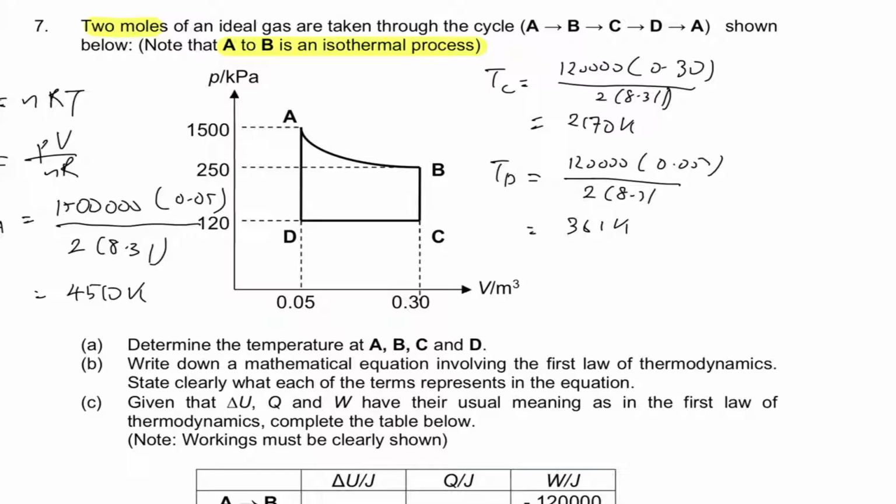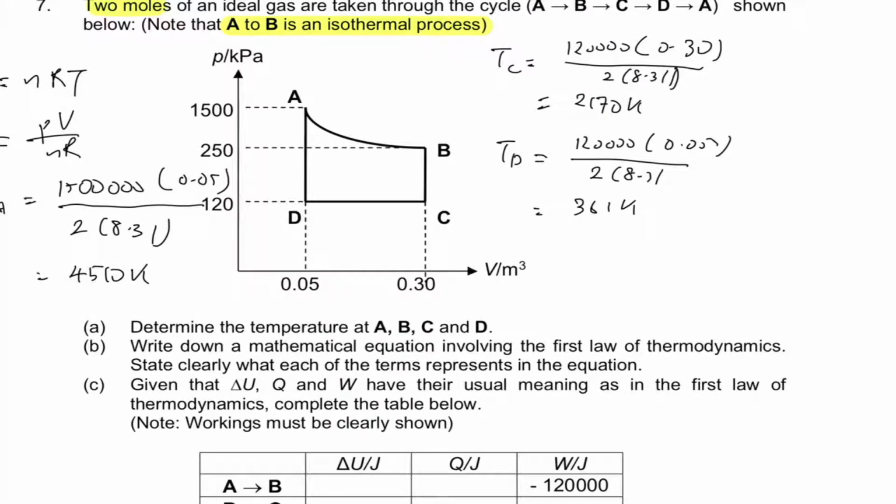Right? So this is it for the temperatures. Maybe I just write it on the side so it's easier for me to refer later. So I'll just write it here. Let's write red here. 4510, 2170, 361. Okay, so these are the temperatures.